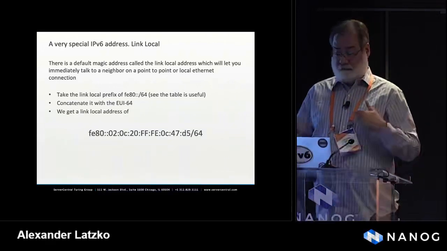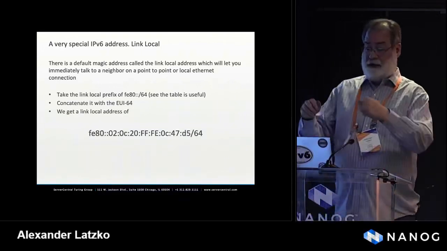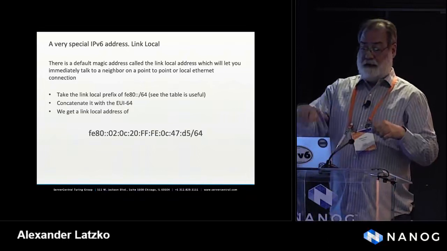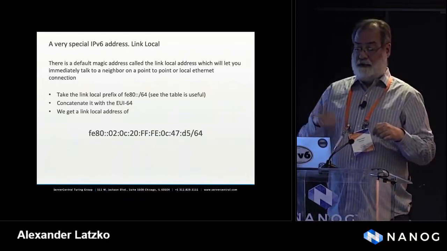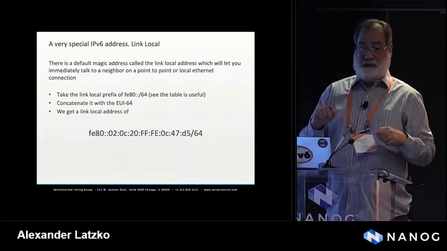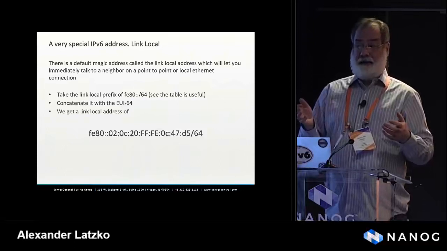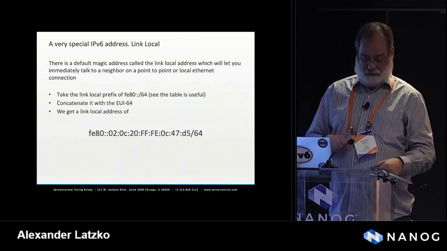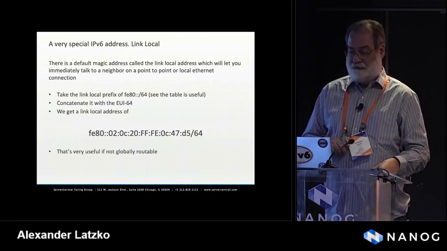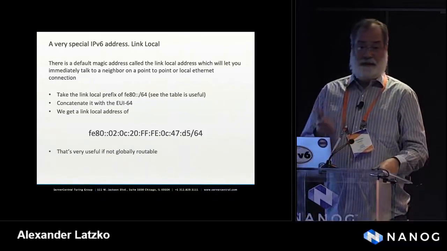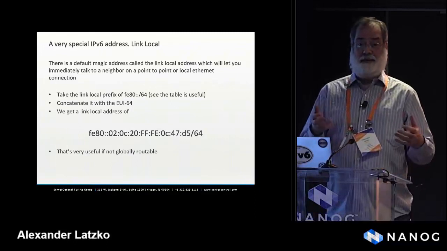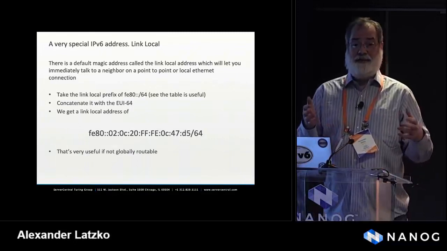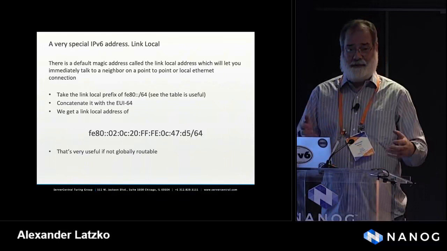And as you see, the FFFE is in the middle. The 020C is in there. The second 0C is in there. And that is a properly formatted v6 address, complete with the CIDR block. Very useful, even if you can't globally route it. Please don't try to globally route it. Filter it. Filter it at every place you can possibly filter it.